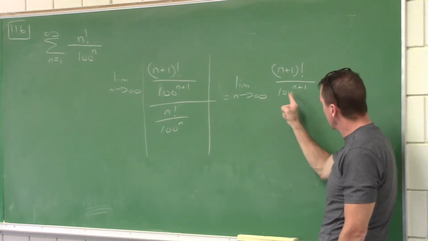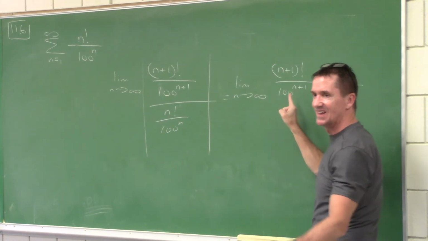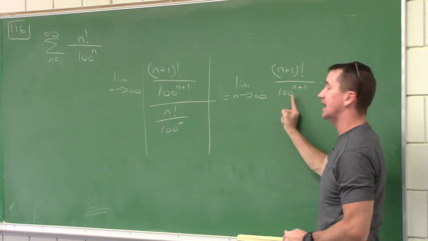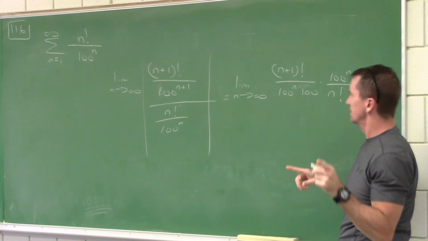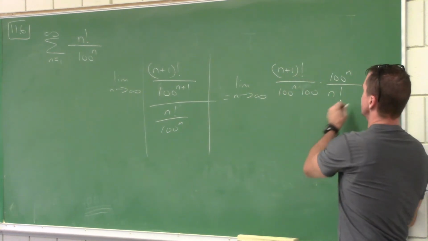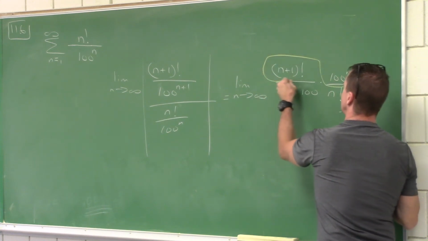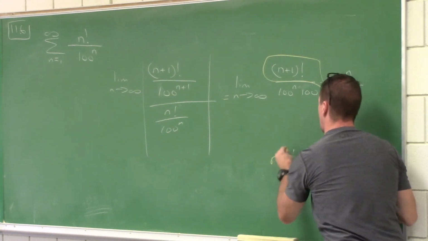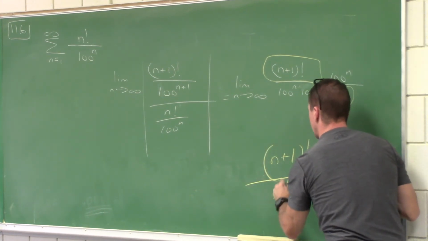How do I want to write 100 to the n plus 1? Jessica, you were awesome. She goes 100 to the n times 100. Very good. Anybody know how to simplify this right here? We need to be able to do that. How do you simplify (n+1) factorial over n factorial?